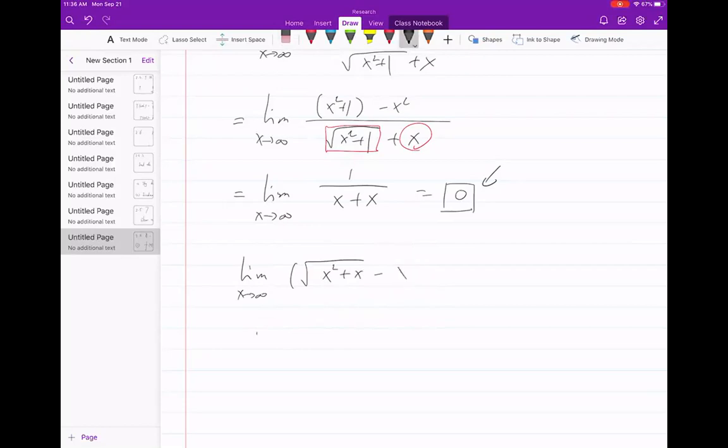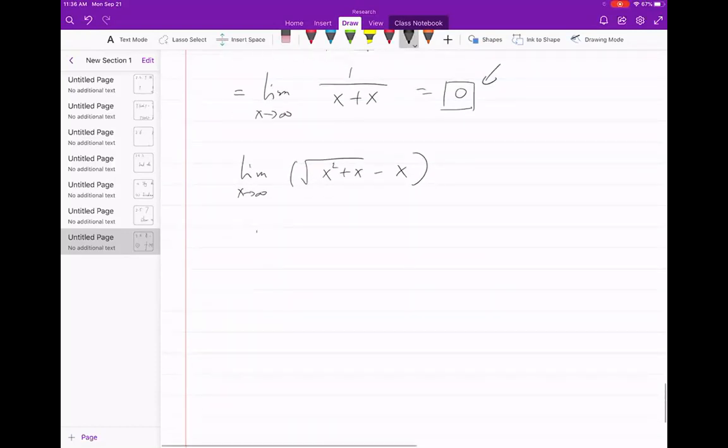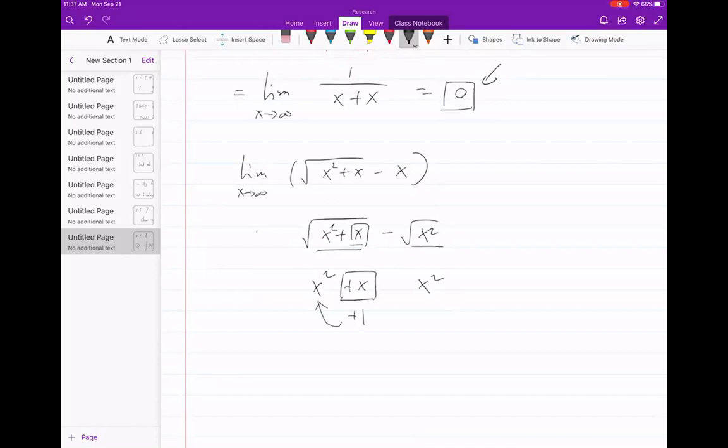Let's change it a little bit. Same thing. But before I put a 1 here, now I put an x there. Still okay? Both are huge. And basically x squared and x squared are the same term. The only difference is a plus x. All right? This plus x, like the plus 1 before, compared to x squared is nothing when x is big.